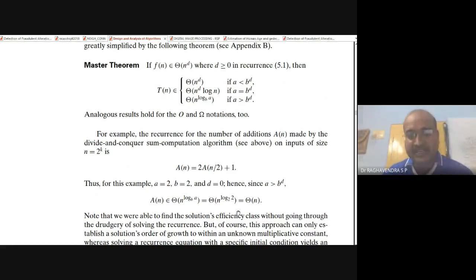Substitute the values of a and b. Log 2 base 2 is 1. So theta of n, anything to the power of 1 is n. So theta of n.